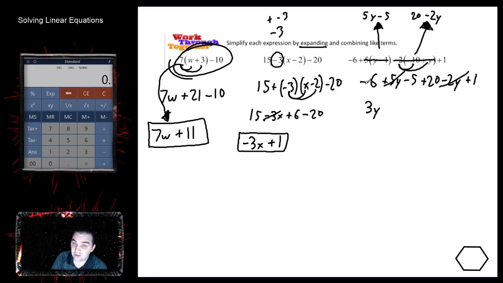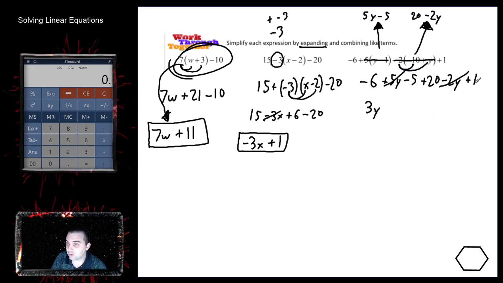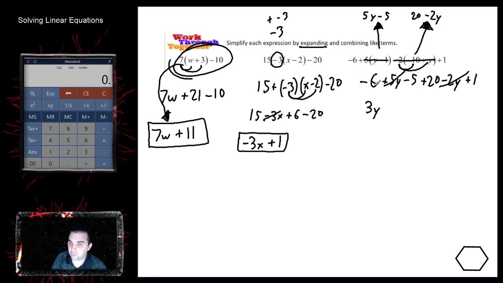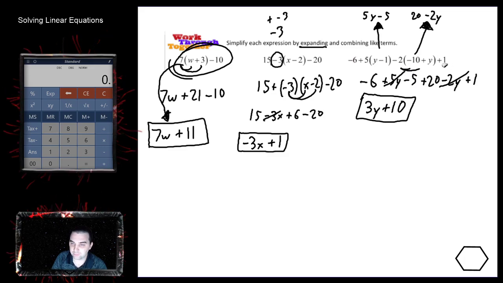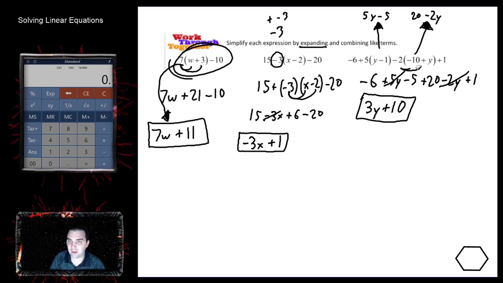Now I have constants. Minus 6, minus 5, plus 20, and 1. So minus 6 and minus 5 together are minus 11. I can just add 1 there. That's minus 10. And now I add 20, and that is a positive 10 at the end. Here's my final form. 3y plus 10 is the exact same as this whole mess up here. I've expanded, and then I combined. And now we've reached the end. We can stop.